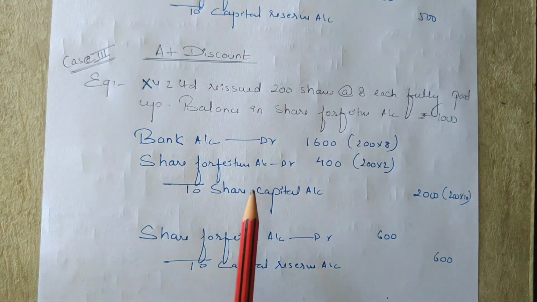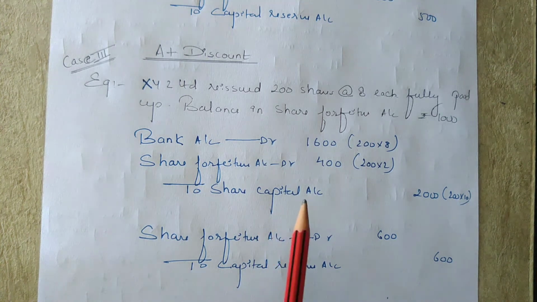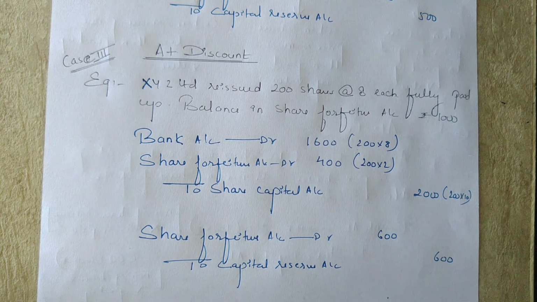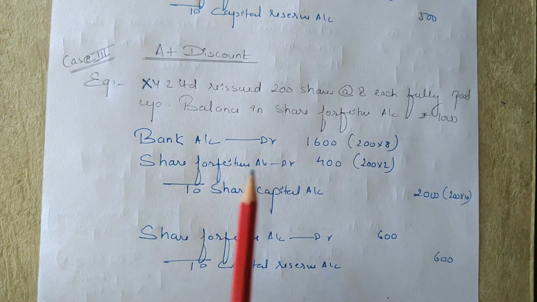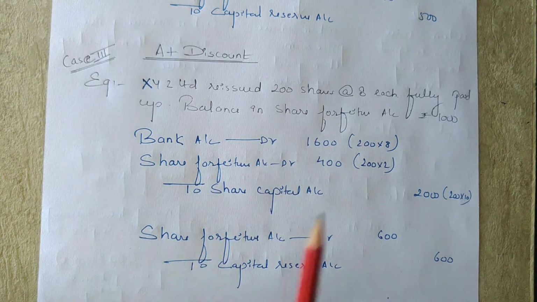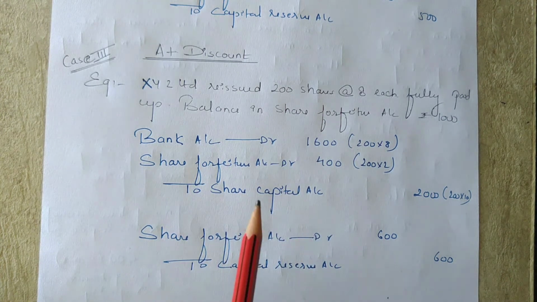Suppose if the paid up capital is rupees 10 and the shares are reissued at the price of rupees 9. So there is a loss of rupees 1 and we know that losses are always debited. So here share forfeiture account is debited as there is a loss of rupees 1. This loss is compensated by the profits at the time of forfeiture which was credited to share forfeiture account.